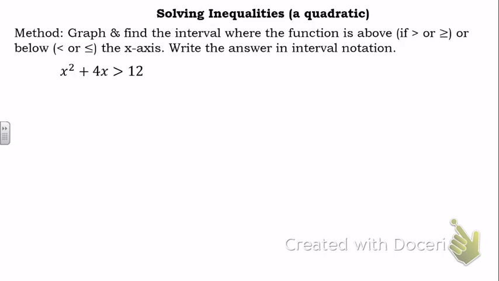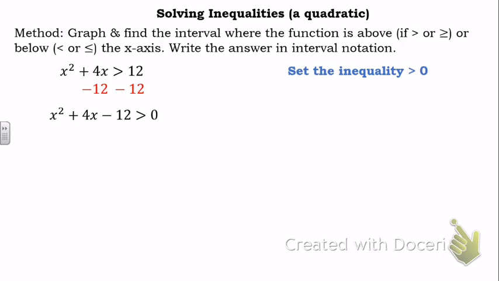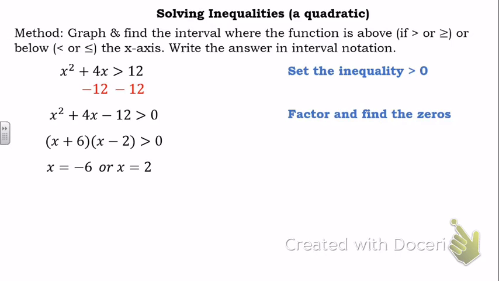So I have this inequality here. First thing I'm going to do is make sure that it's at greater than 0. So I'm going to subtract 12 from both sides of the equation. So then I get the quadratic x squared plus 4x minus 12. I'm going to factor and find the zeros. So that's going to factor to x plus 6 times the quantity x minus 2. And I solve, which gives me negative 6 and 2.